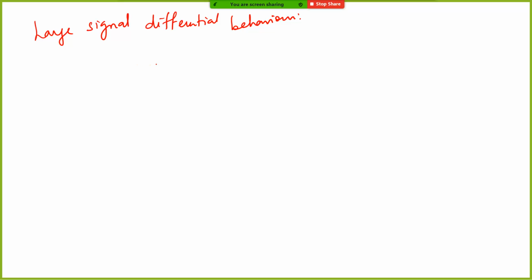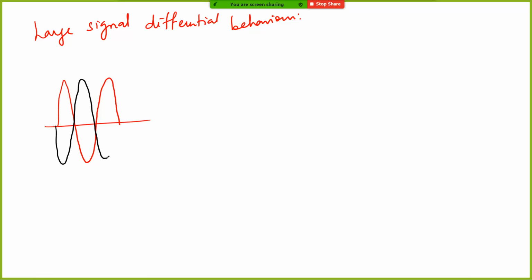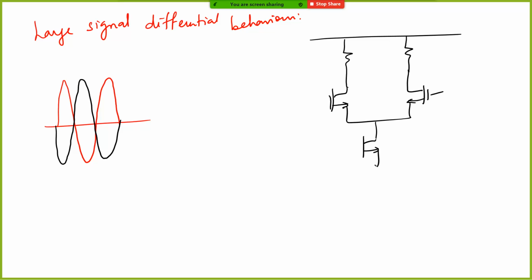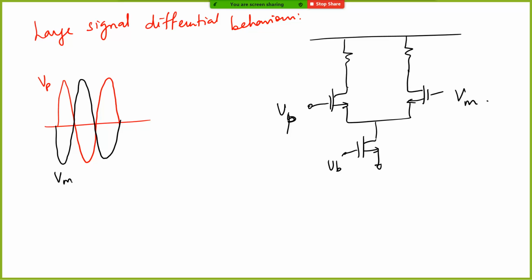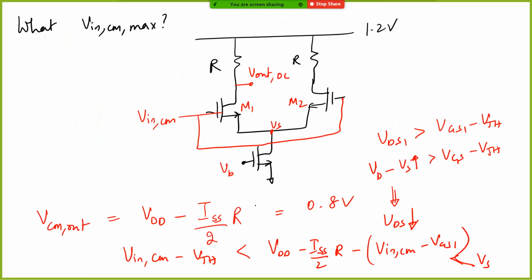Okay. In other words, what we are saying is your VP and VM are large. Okay. So let's say this is VP and let's say this is VM. Okay. Now what will happen to this circuit if your differential signal is large? Let's assume, now we can assume that the common mode signal is fine. Okay. The common mode signal is well biased. Okay. This is VP, this is VM. Okay. So red is VP, black is VM. All right. Okay. Before I just go into it, let me just go back to this one.